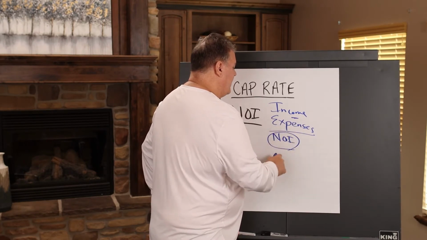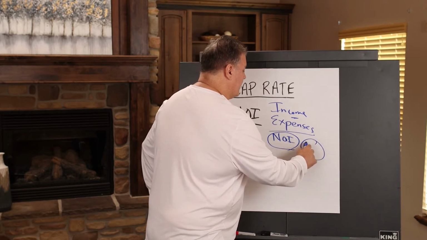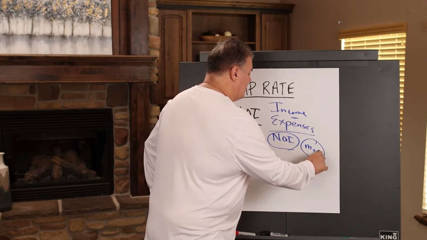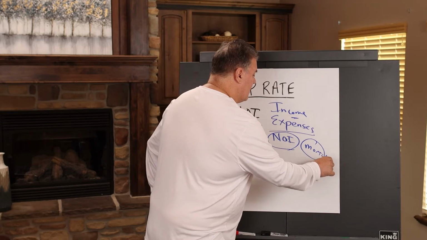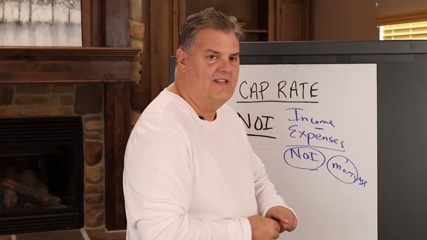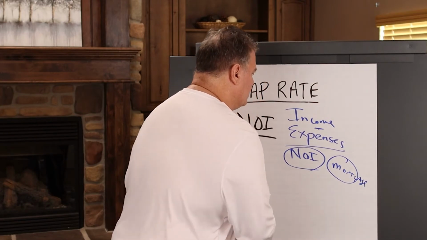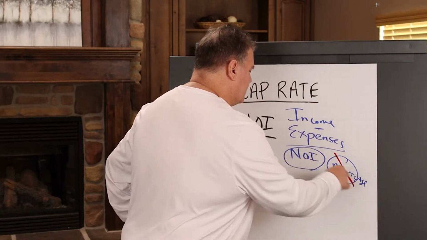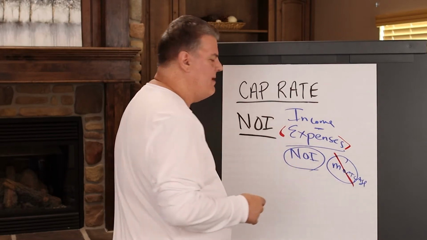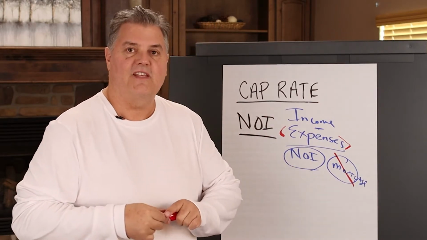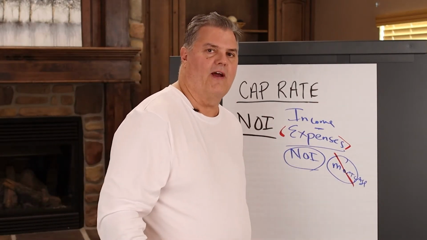And by the way, it does not include the mortgage. Okay, it does not include the mortgage. All right, so the NOI does not include the mortgage. Okay, it only includes the actual expenses. So the mortgage is not included, just the income minus expenses gives us the NOI, or net operating income.